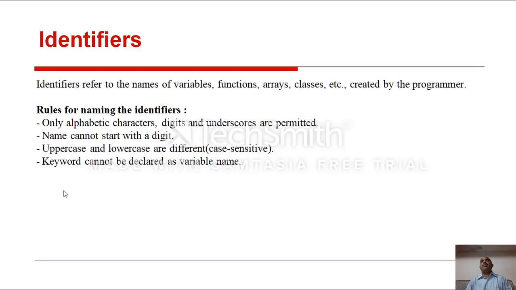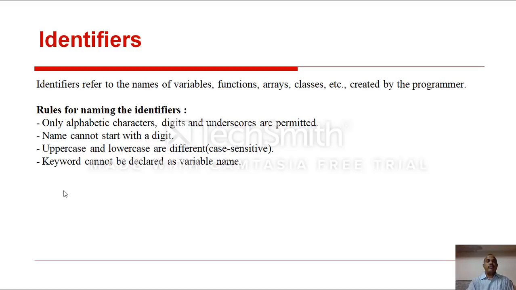Are you following any rules? Yes, we should follow some rules and regulations. Here the first rule is the first letter must be an alphabet or an underscore. The remaining letters can be alphabets, digits, or both. Okay, no problem. The first rule is that the first letter must be an alphabet or an underscore.